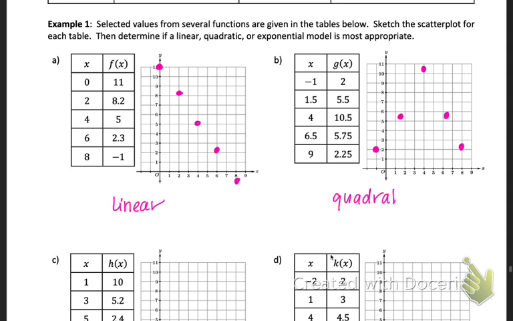So pause the video, take a moment to do C and D and see if you can decide what those are. I'll be back in 3 seconds with both of those answers.